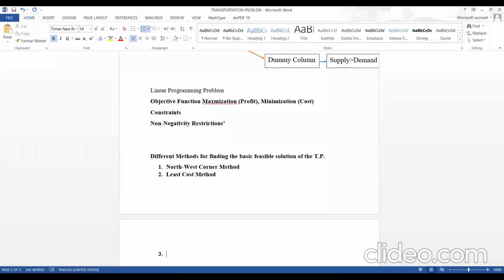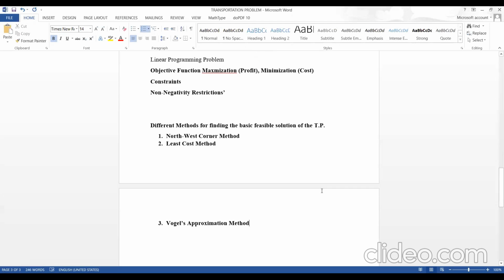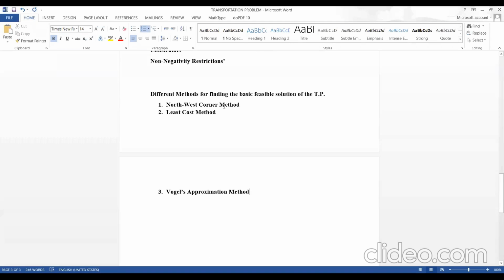And number three is your Vogel's approximation method. Okay, these are the three rules, three methods. First one is your northwest corner method. Second one is your least cost method, and the third one is your Vogel's approximation method.